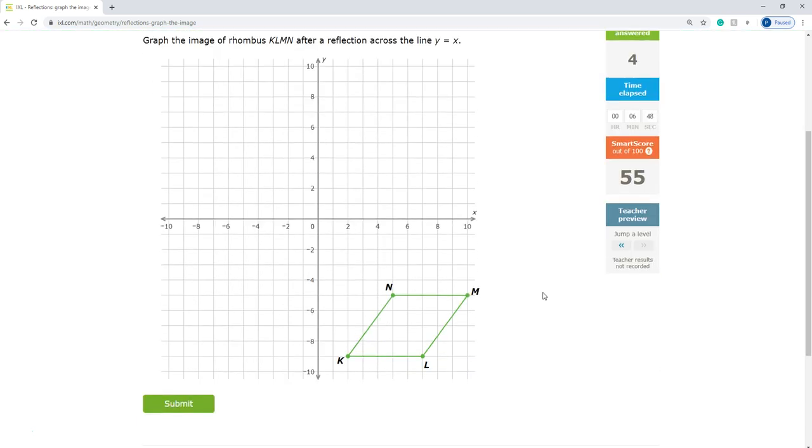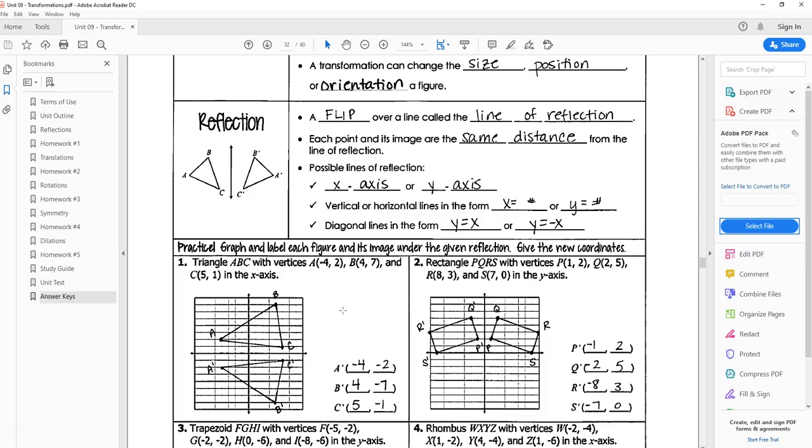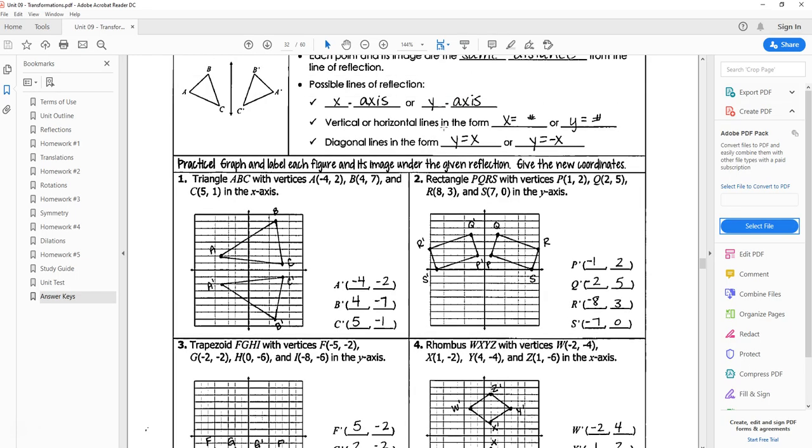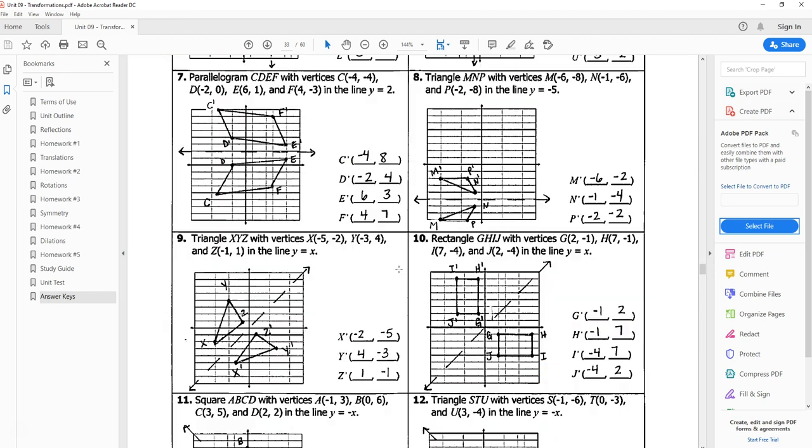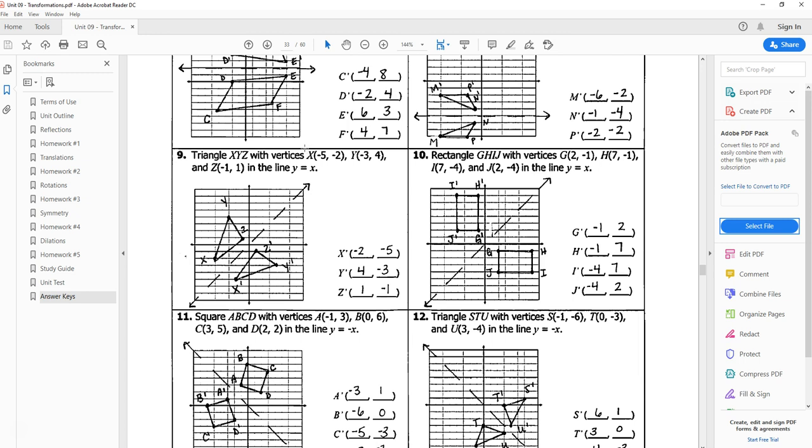So hopefully this, oh, this one says over the line y equals x. So there we go. Again, if you wanted to reflect across y equals x, that's the one where you have to remember the rule. Let me just go back to our notes from the past. If you wanted to reflect across y equals x, the best way of doing that was to look at the original point.